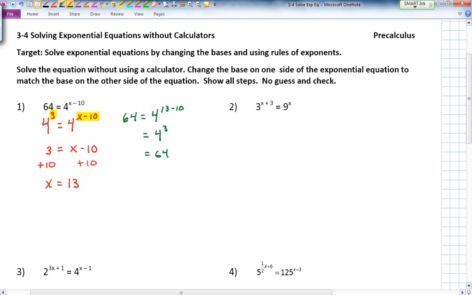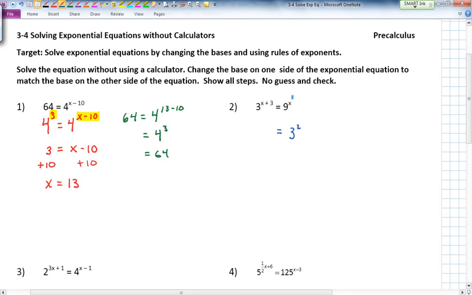All right, let's try it again with problem number 2 here. Okay, I have a base of 3 on the left and a base of 9 on the right. The smaller base I'm going to leave alone. The larger base I'm going to change. Now this one's a little bit different because what I want you to do this time is ignore the exponent that's attached to the 9. All I want you to do is rewrite 9 as a base 3 problem. So we would say that 9 is equivalent to 3 to the second power.